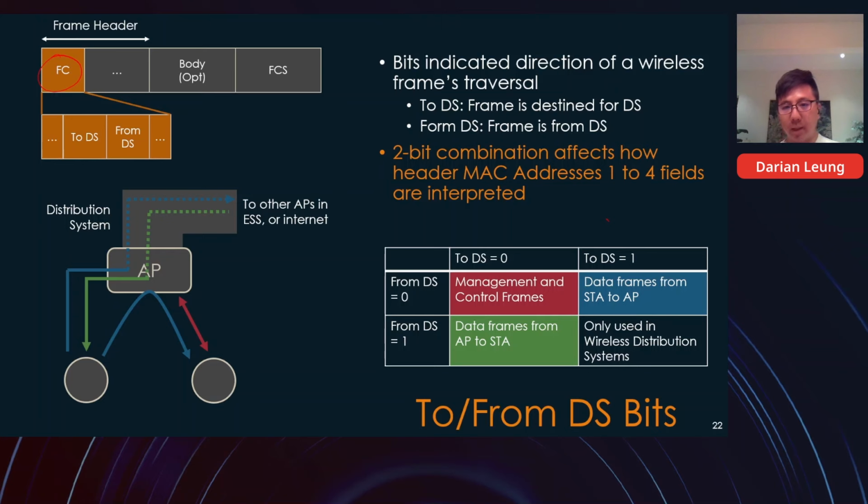If the To DS bit is set, it means that the data frame is headed towards a distribution system. So this could be a data frame from a station to an AP. Likewise, if the From DS bit is set, it means that the frame is coming from the distribution system. So this could be a data frame from an AP to a station. So the 2-bit combination of the To DS and From DS bits determines how the address fields should be interpreted in the frame header.